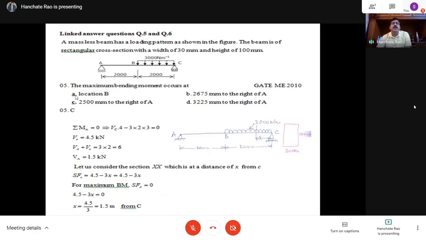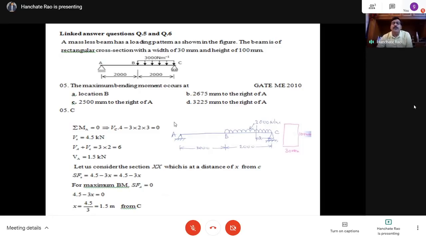So what does he want? What is the maximum bending moment? Where does the maximum bending moment occur? That's the first question. So first we have to find out where does the maximum bending moment occur. So let us consider a section at a distance of x from right hand support C.